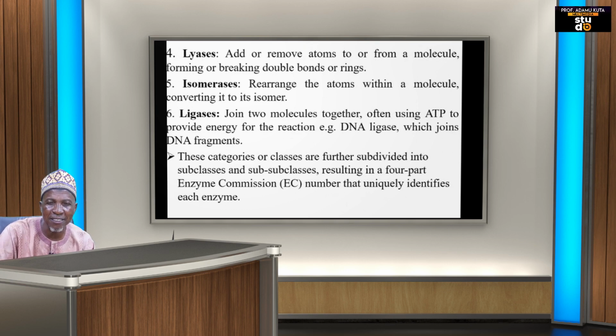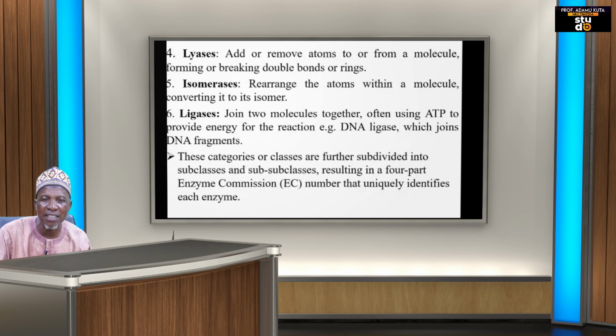The 5th class are isomerases. You must have heard of isomerism. These are compounds that exist in multiple forms. They are the same molecules, but structurally they look different. So what isomerases do is to rearrange atoms within a molecule to give rise to its isomer.